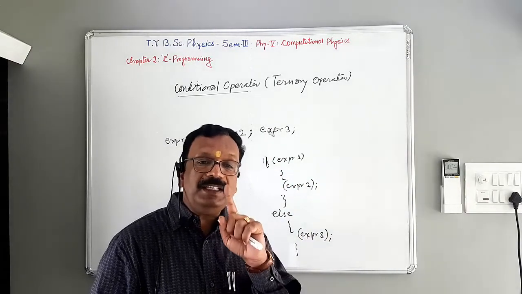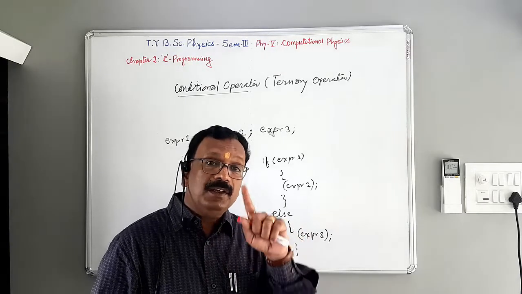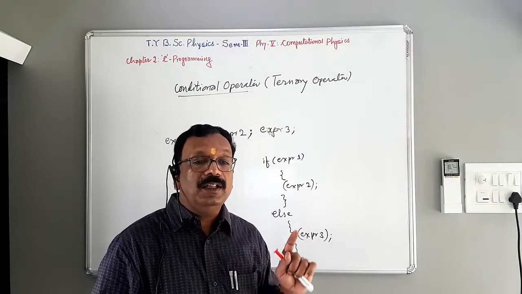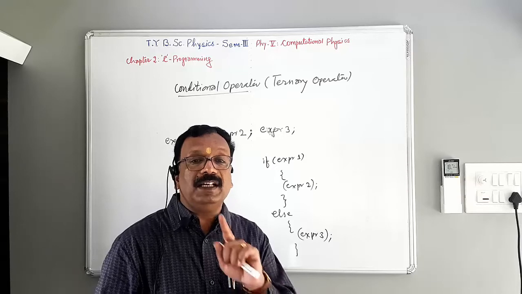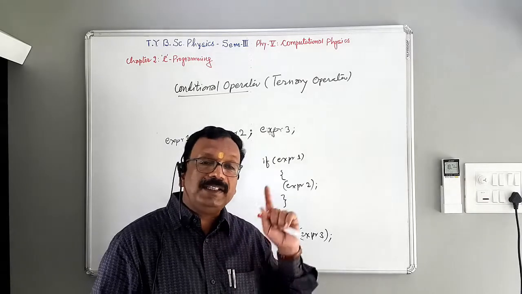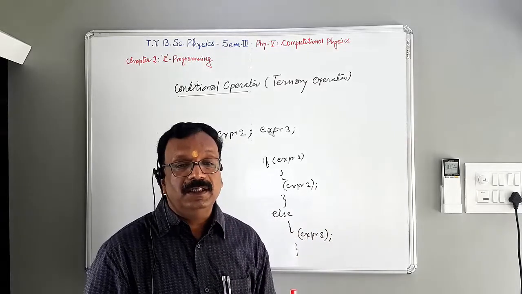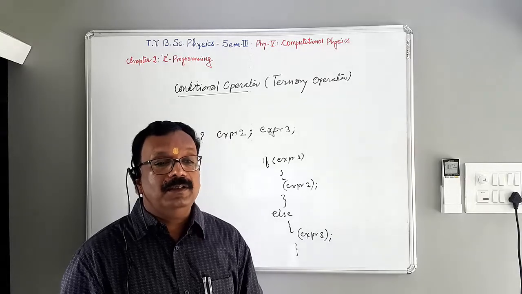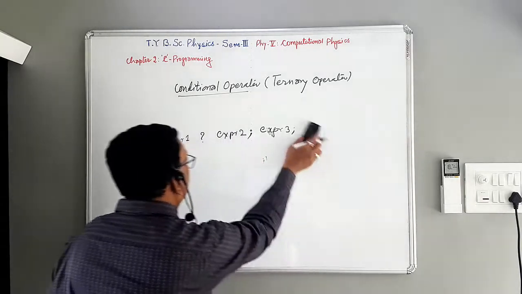If expression 1 is true, meaning its value is non-zero (true means 1 and false means 0), then expression 2 is evaluated, and this becomes a conditional expression. If expression 1 is false, then expression 3 is evaluated, and this becomes the conditional operator. Now we are going to consider an example of the conditional operator.